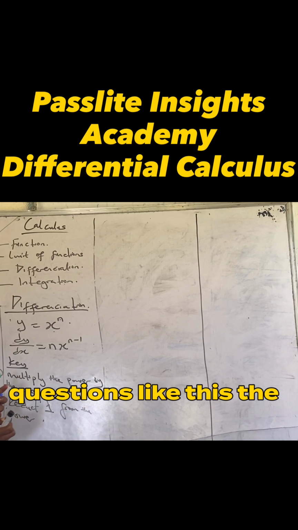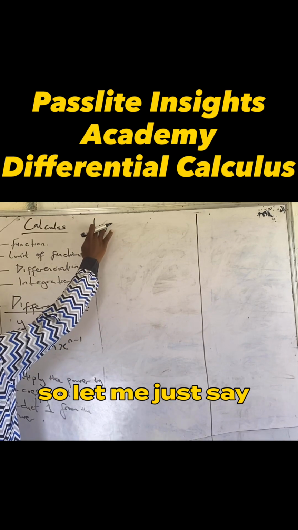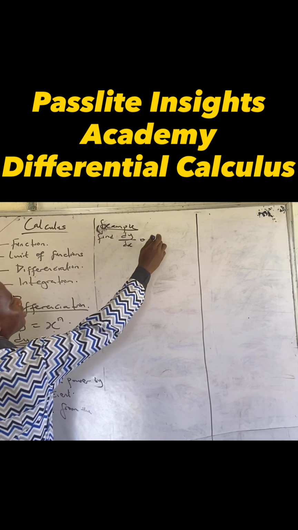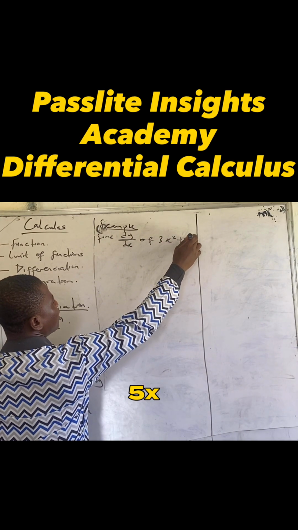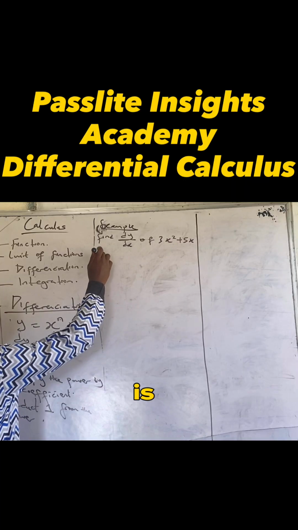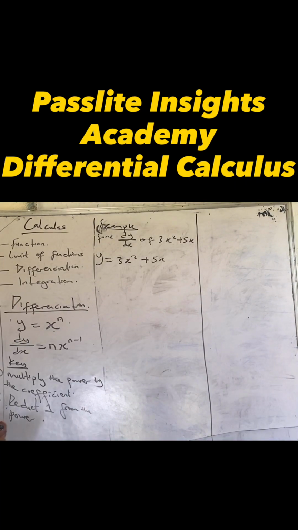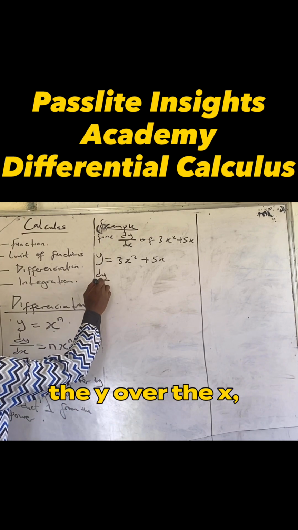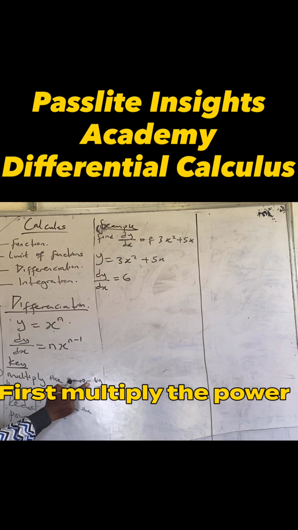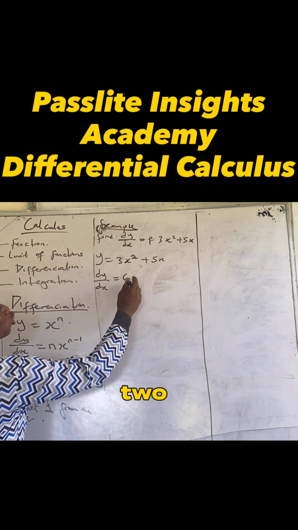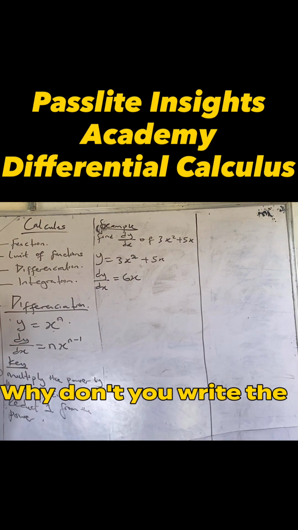So when you have a question like this, the first one, the basics. Let me just say, example: find the dy ds of 3s squared plus 5s. So when you have something like this, y is equal to 3s squared plus 5s. Can you see it now? So dy over ds, that is the first step. First multiply the power by the coefficient. That is the first thing to do. Then remove 1 from 2. When you subtract 1, it's 1, but you don't write the 1.